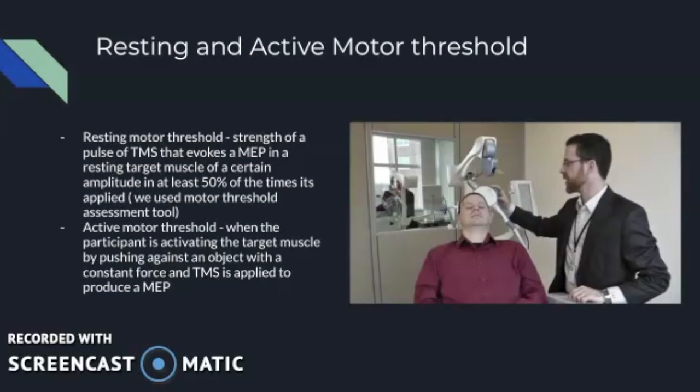As we increase the intensity of the stimulation, we increase the likelihood that we'll get a response, but this can vary across participants. Some people get a response with a very low stimulation intensity, and other people need a very high stimulation intensity to get the same response. We quantify this response by measuring these active or resting motor thresholds.